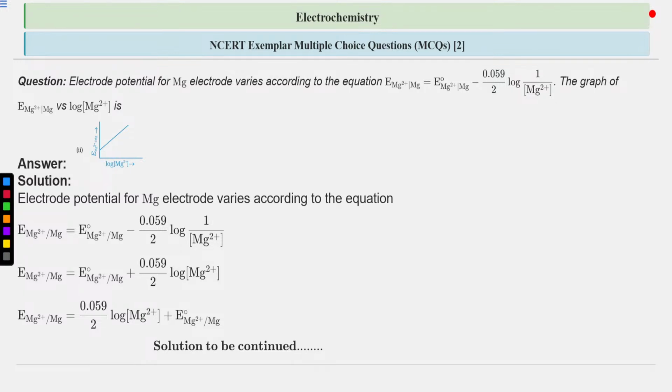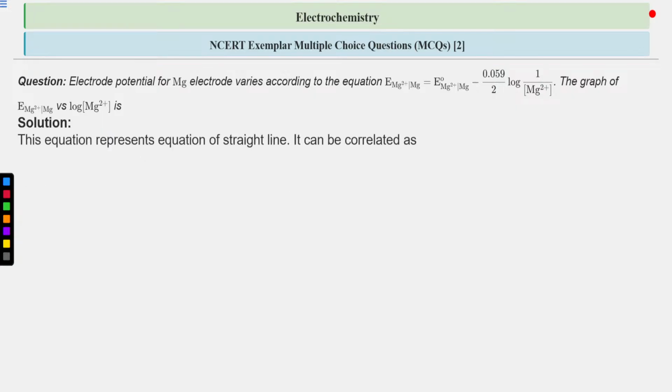We just want to, as you know, identify the graph. In the graph there is a curve, there is a straight line, so we just relate the given equation, or after the simplification, the equation we get, with the equation of a line or a curve, to identify which option represents the correct graph between the electrode potential and the log of concentration of the ion. So let's see.